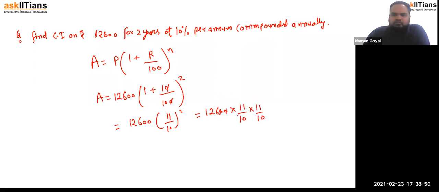So the zeros cancel each other, and it becomes 126 into 121. If you solve this, you will get 15246. See, this is the total amount.